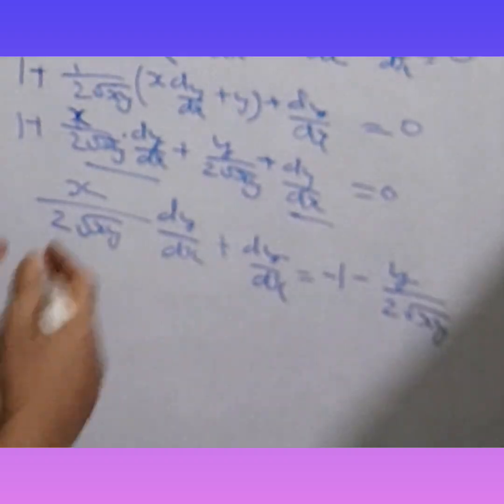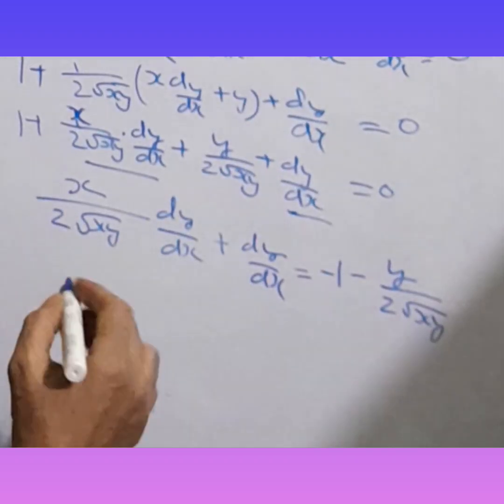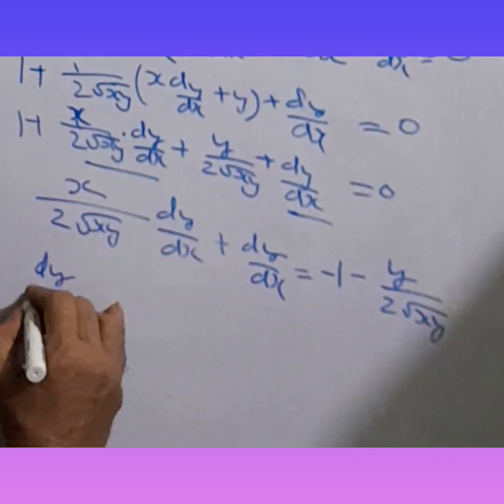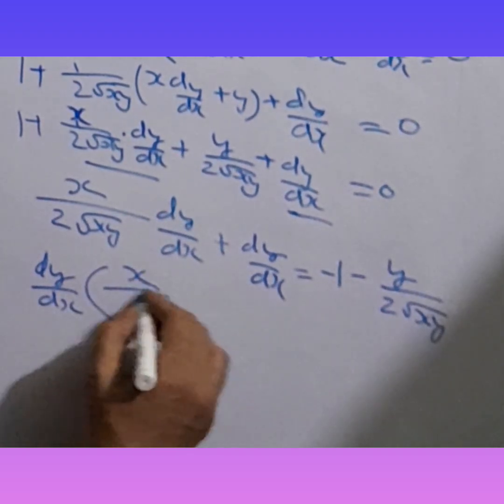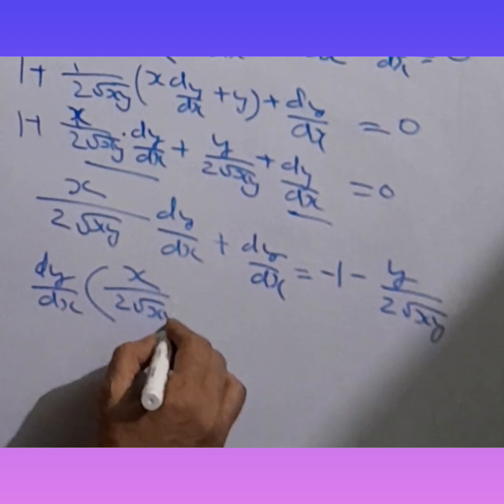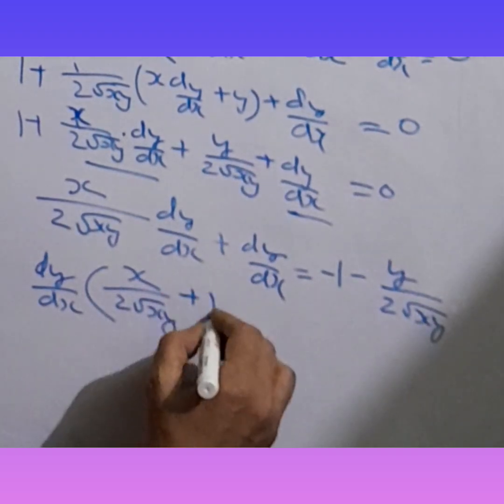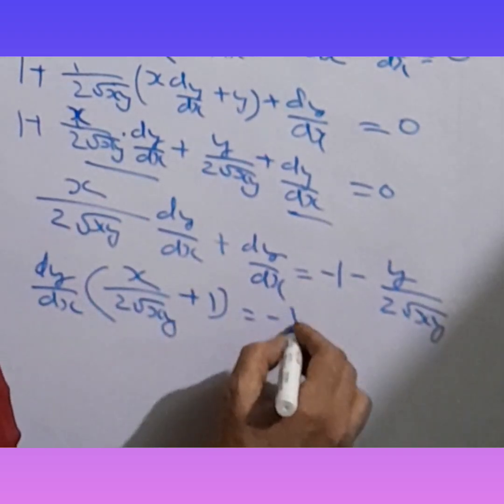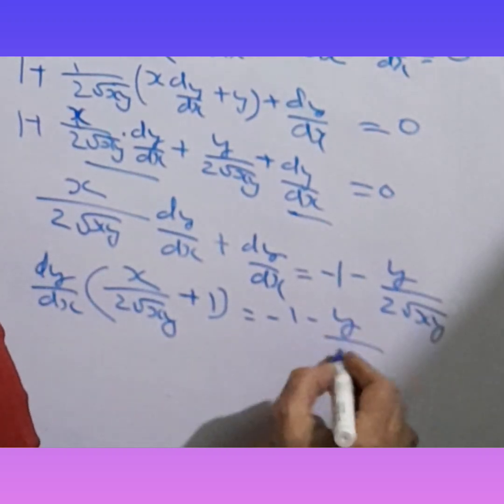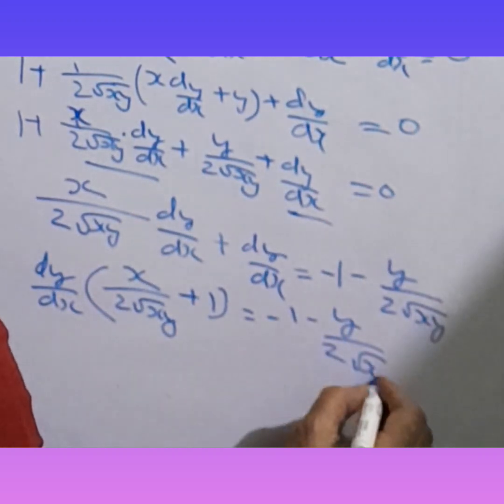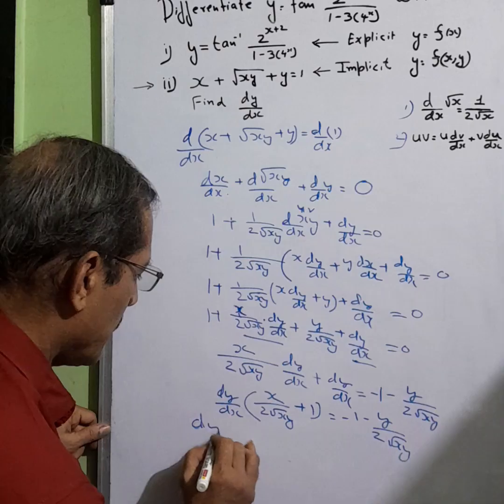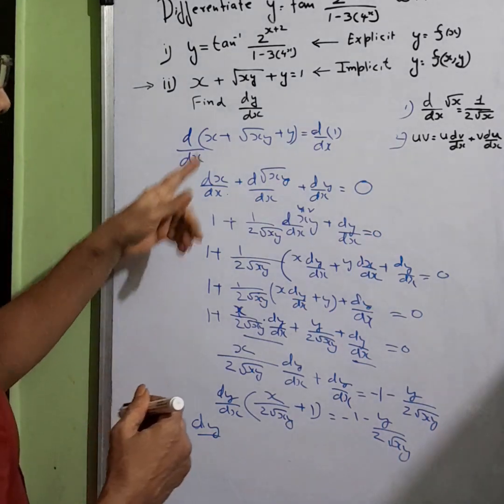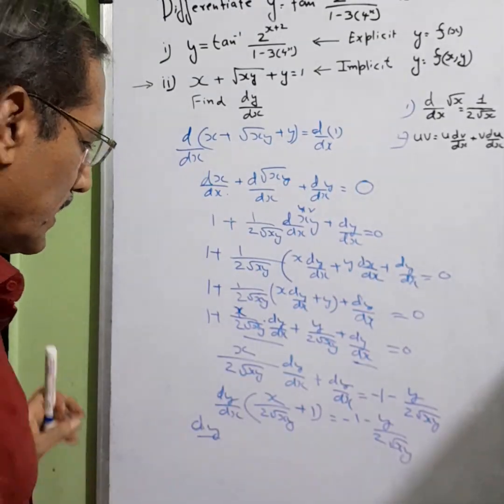Now let's take dy by dx as common. If I take dy by dx common over here, what remains is x by 2 root xy plus 1 is equal to minus 1 minus y upon 2 root xy. So what's the next step? Now this is dy by dx, and I'll just put it up here. I would continue at the top.